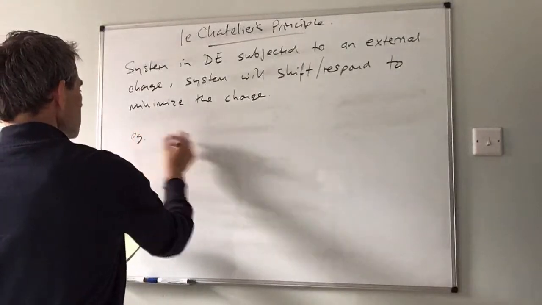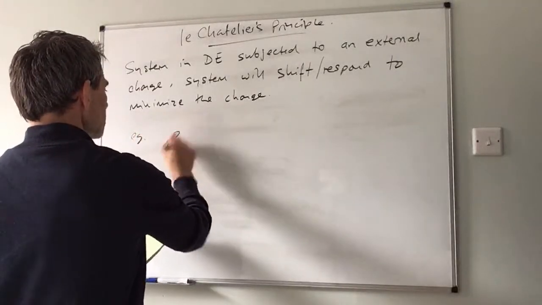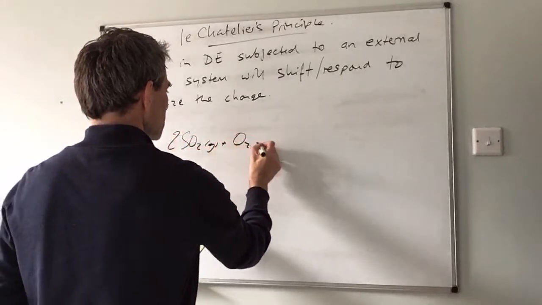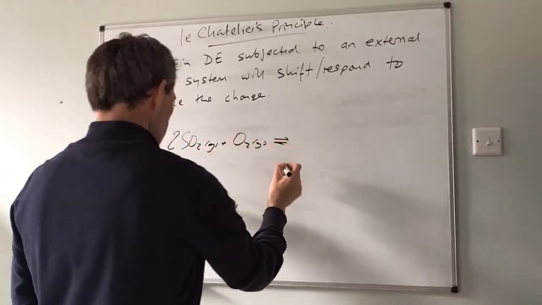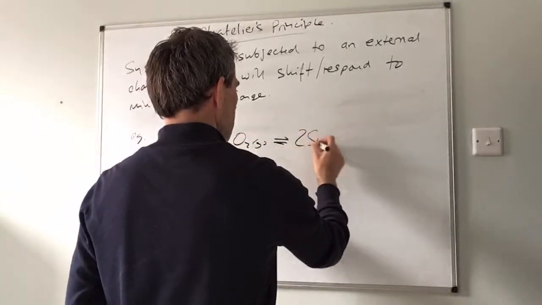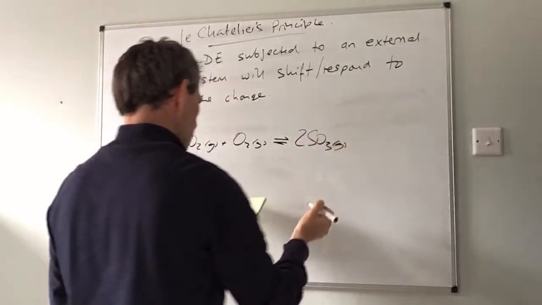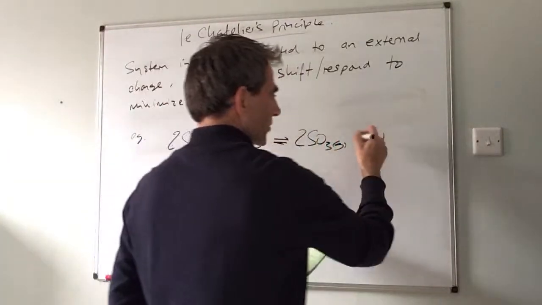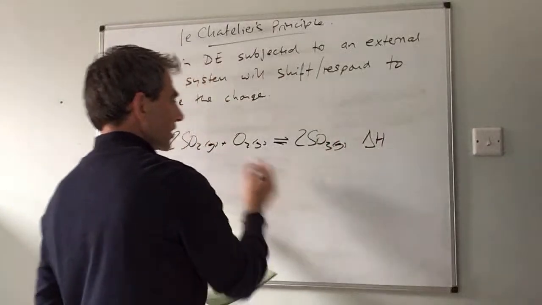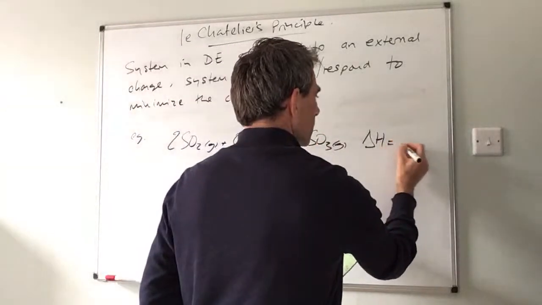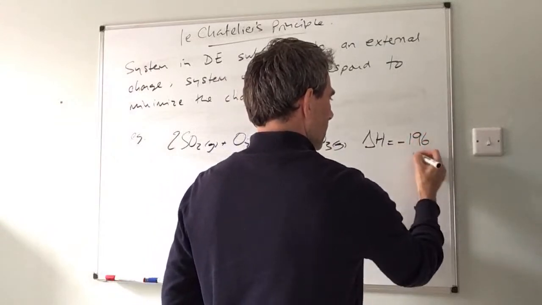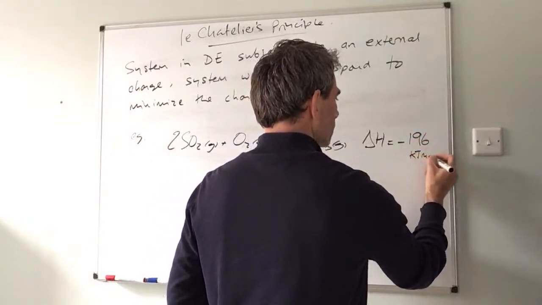So the example I'm using is the one I've already shown you, so that's 2 SO2 gas plus O2 gas in equilibrium with 2 SO3 gas, okay? And I'm going to tell you that the delta H, the enthalpy change for the forward reaction, is negative 196. That's obviously kilojoules per mole, okay?